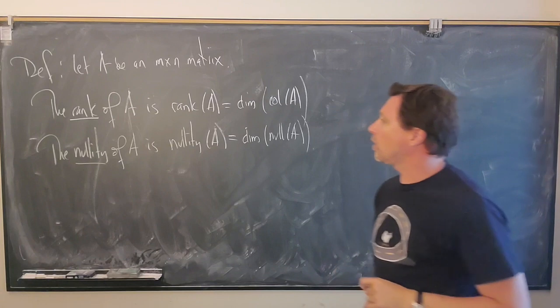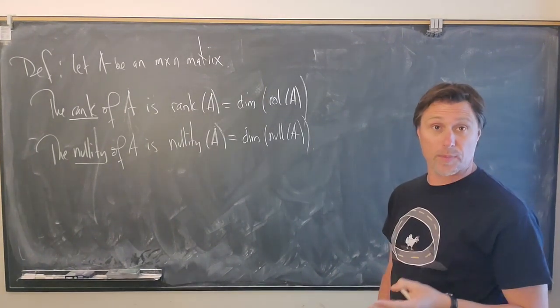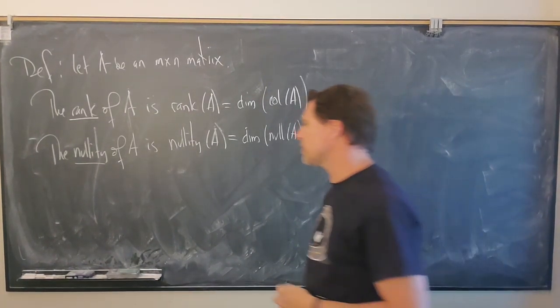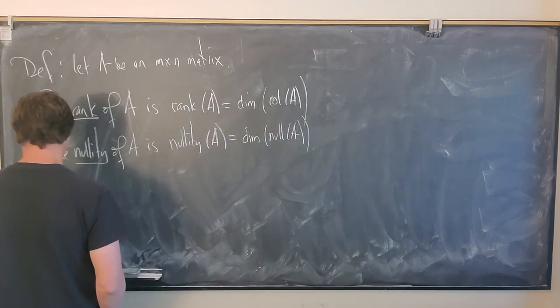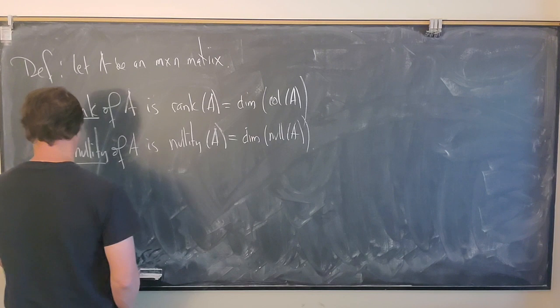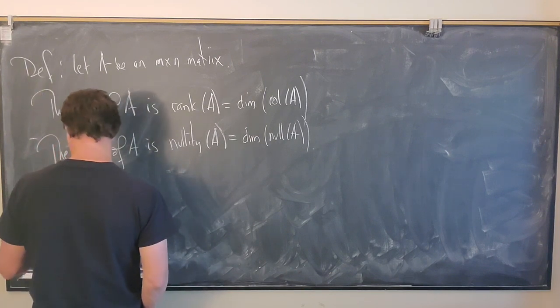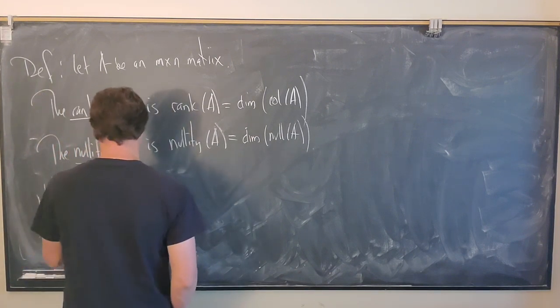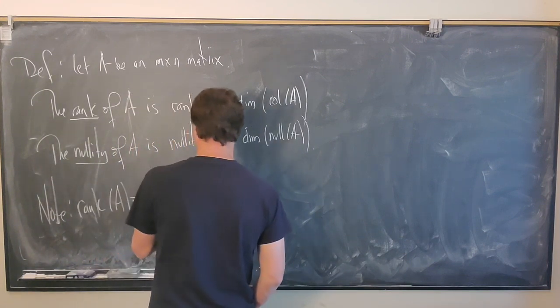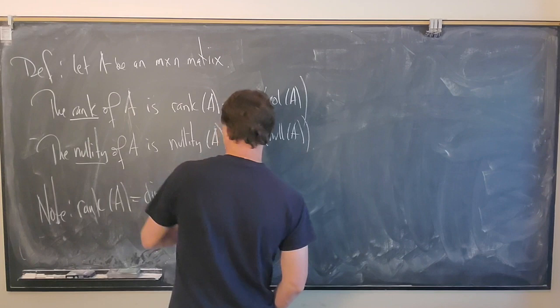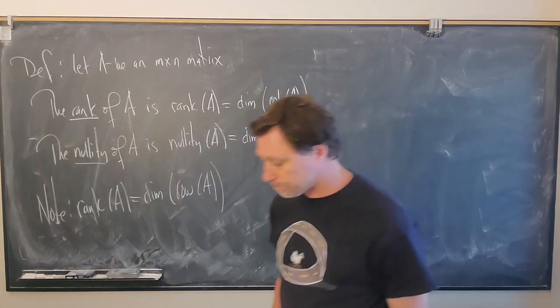Now, a minute ago, I said that the dimension of the column space is equal to the dimension of the row space. So you could say, note, the rank of A is equal to the dimension of the row space of A.